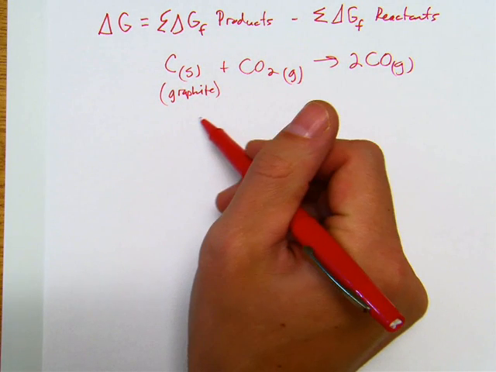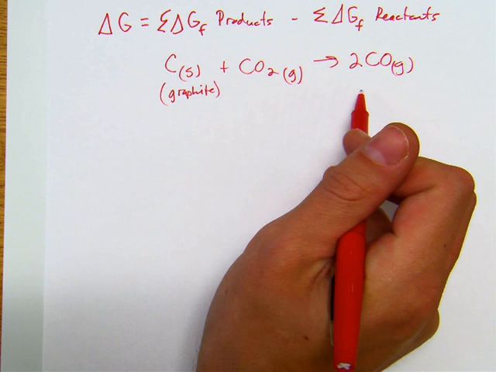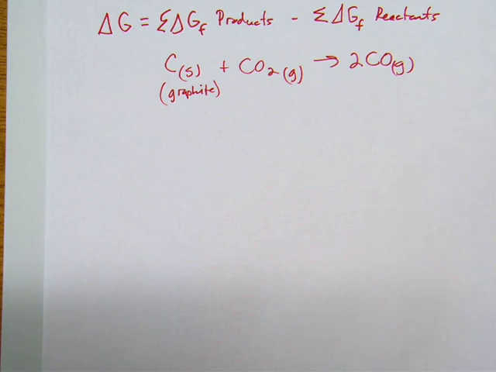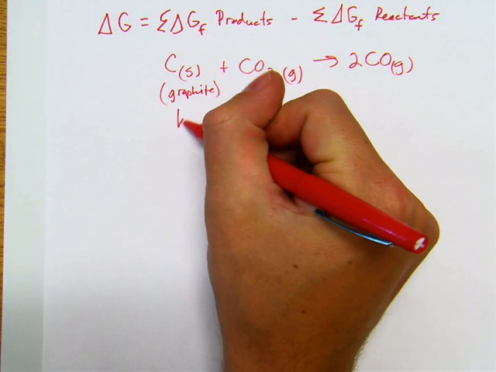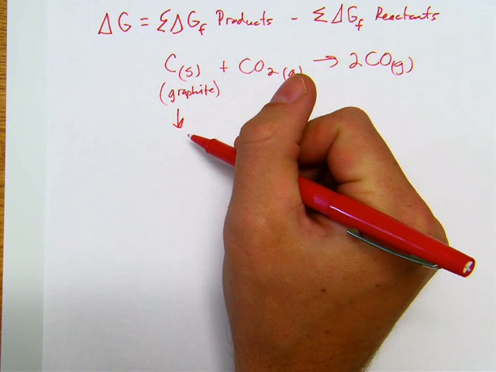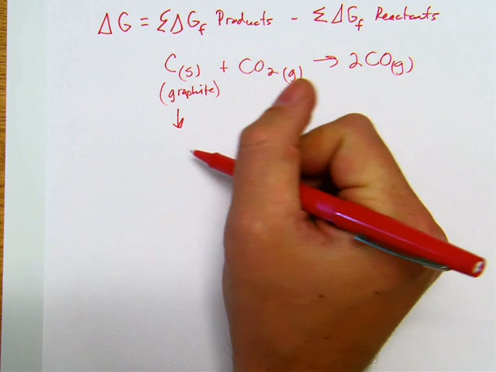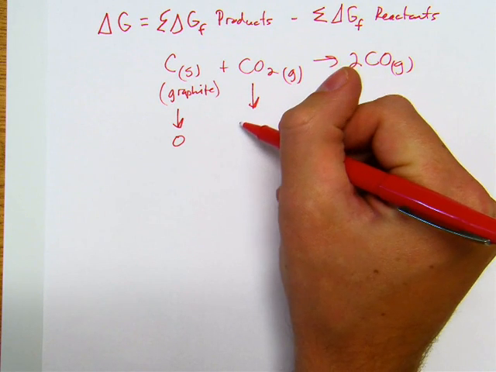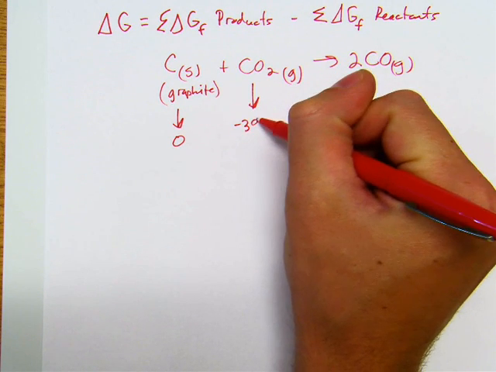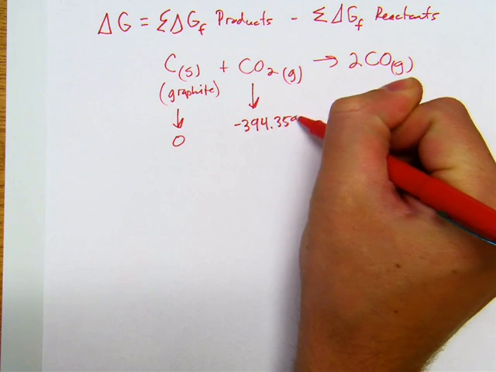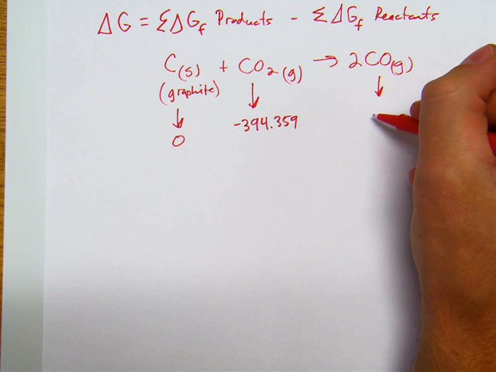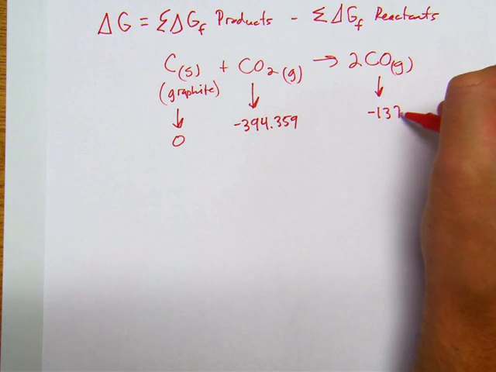So what we have here are our reactants and our products. So if I'm going to calculate out the delta G, I will simply look those values up. For carbon as graphite, I chose graphite. But carbon as graphite is 0. As diamond, it actually has a value. Carbon dioxide is negative 394.359. And carbon monoxide is negative 137.168.